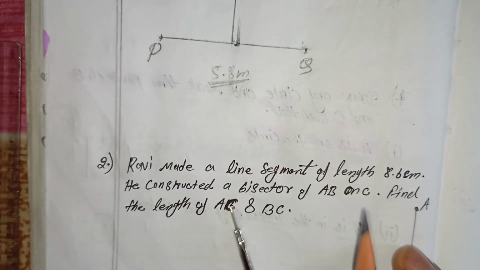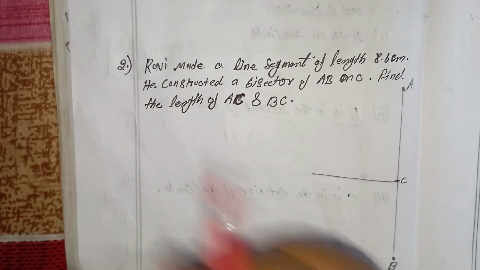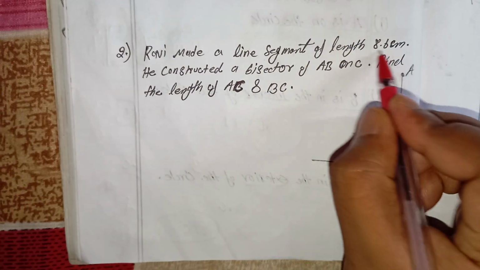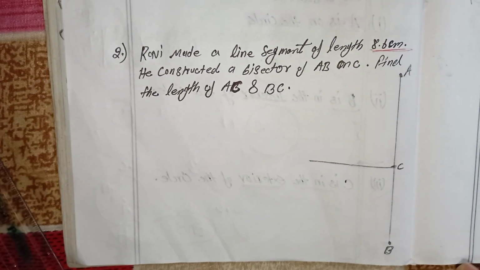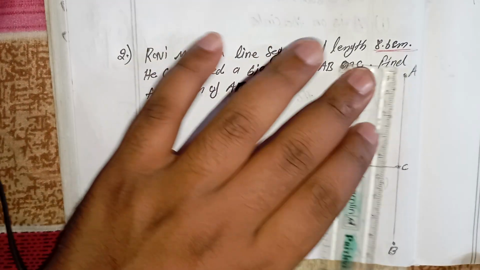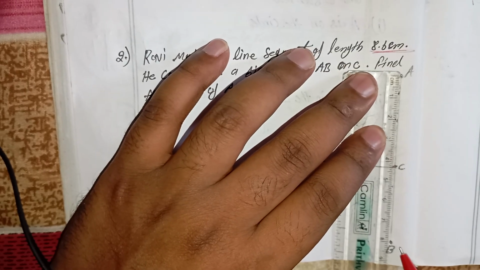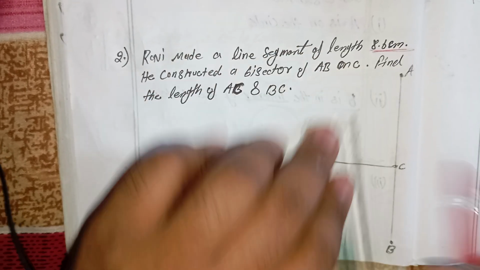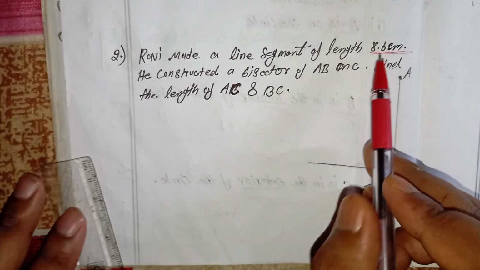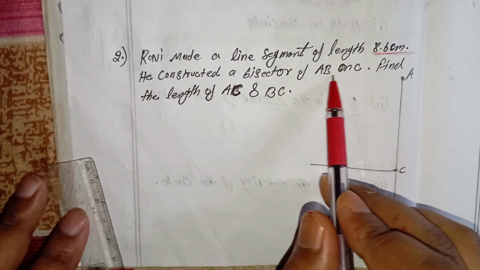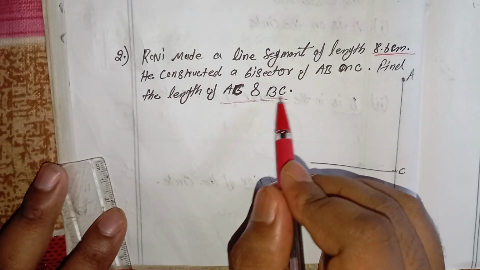Okay, so let's talk about this question. Come to the second. In the second question, what is telling, Rabi made a line segment of 8.6 centimeter. If you see this line, this is the total 8.6 centimeter line. I also draw with this one. Here you can see this is 8 point something 6 centimeter it is. Okay now what is telling, construct an axis AB and find the length of AC equals to and ABC.